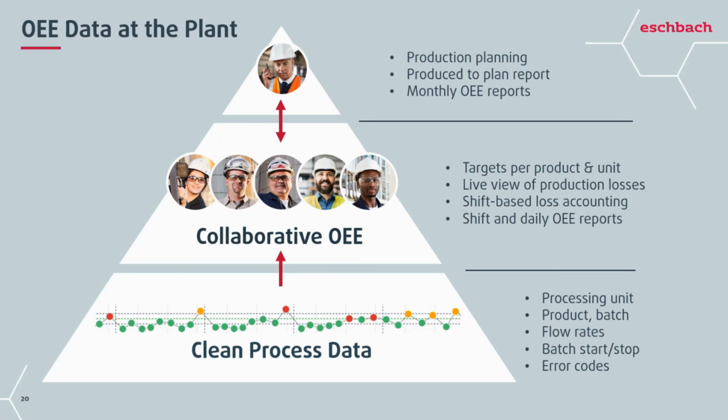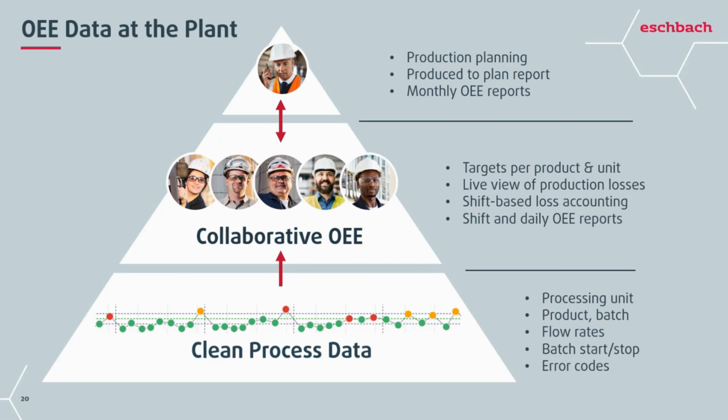And then there's another layer, which is what we call the collaborative OEE layer. And this is where you then look more at business data and context data. So this is where we will maintain targets, so master data per product and per unit. How fast can this product run on this equipment?